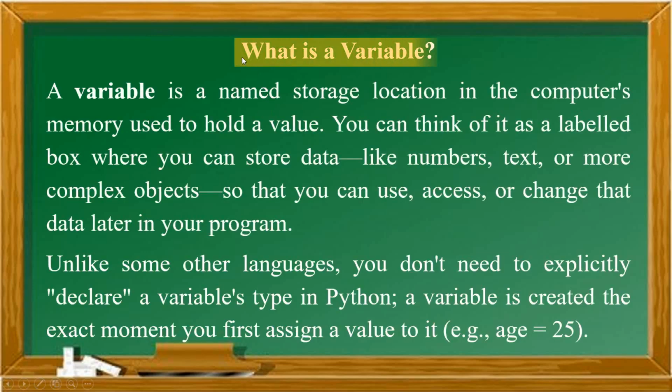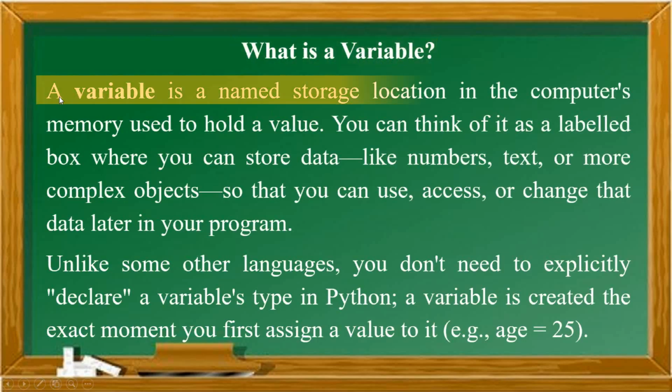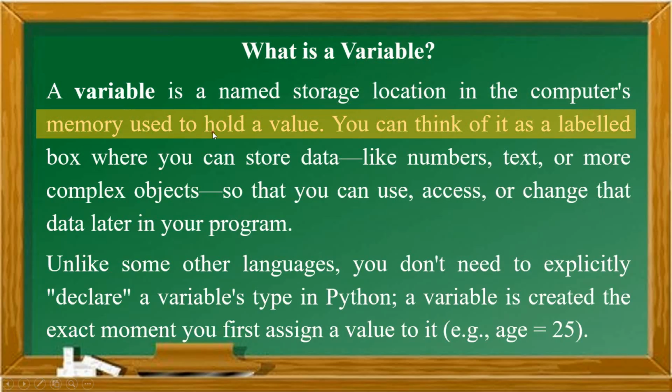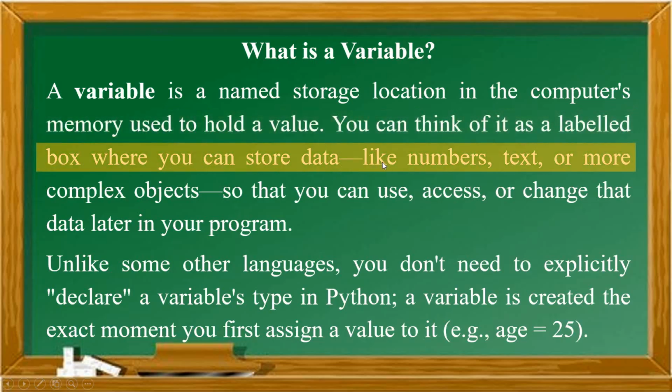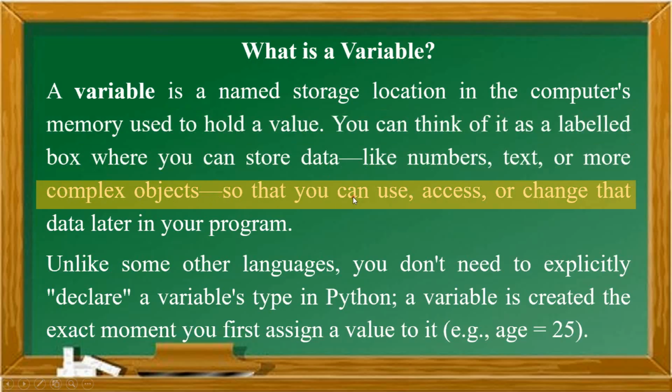What is a variable? A variable is a named storage location in the computer's memory used to hold a value. You can think of it as a labeled box where you can store data, like numbers, text, or more complex objects, so that you can use, access, or change that data later in your program.